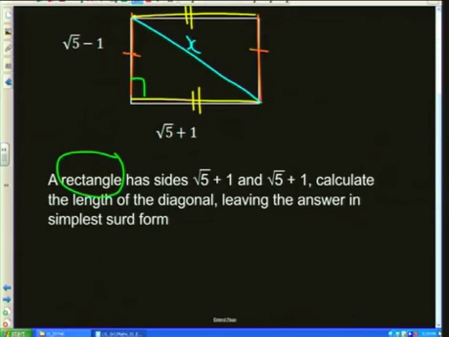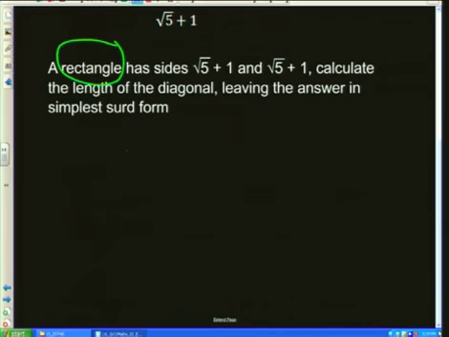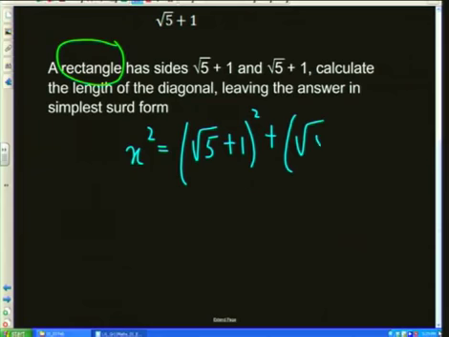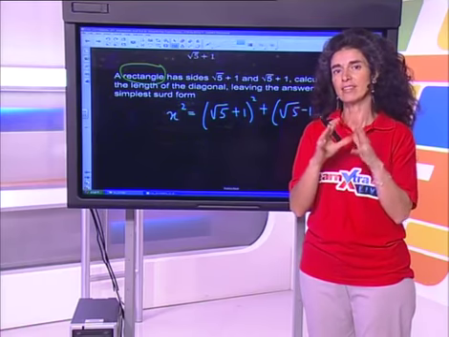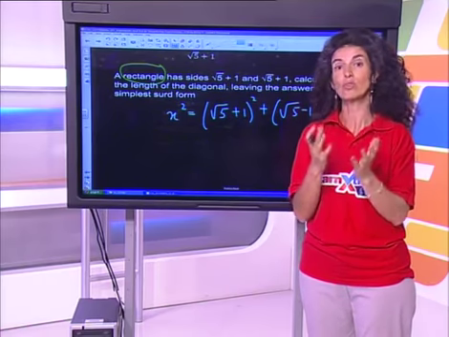Okay, since it's a rectangle, we've put in the properties. We've got a right angle, so this x length is now the hypotenuse of that right angle triangle. So to find x squared, we would now have the one length, which is root 5 plus 1 squared, plus root 5 minus 1 squared. Now we're working with the surd. This root 5 is known as an irrational number. It's known as a surd. Surds are governed by the same laws as algebra.